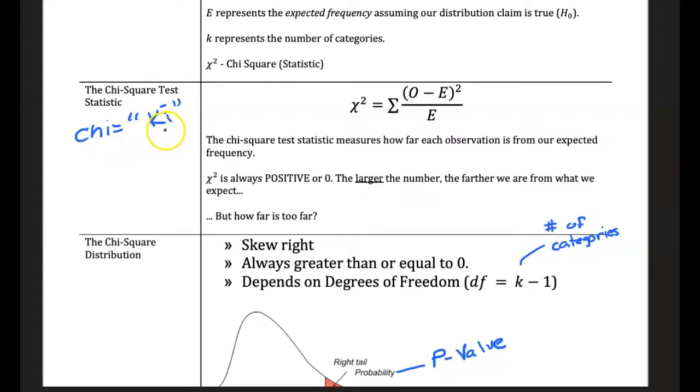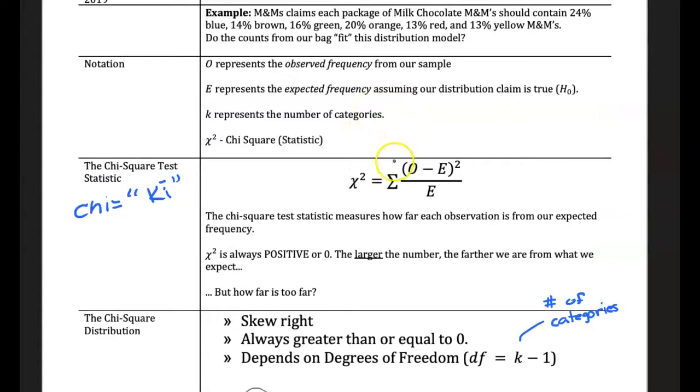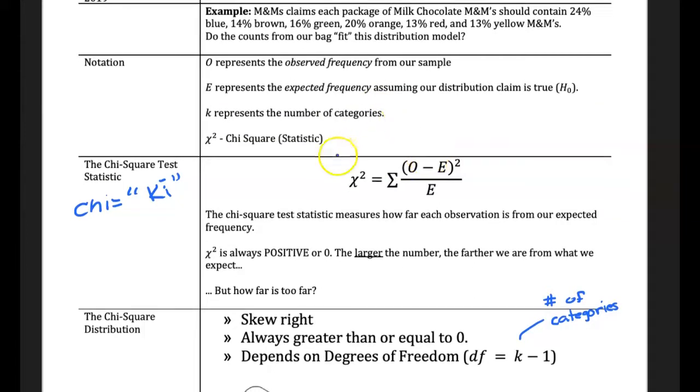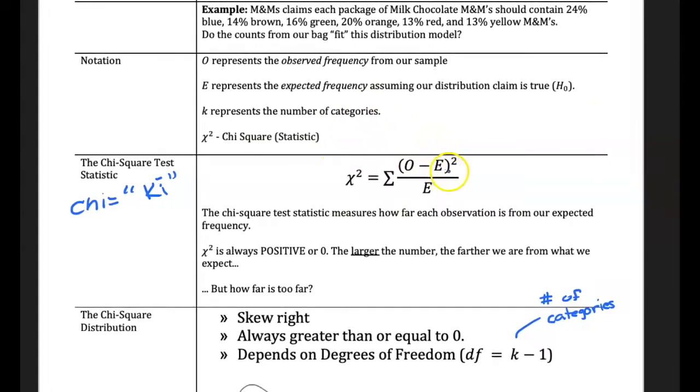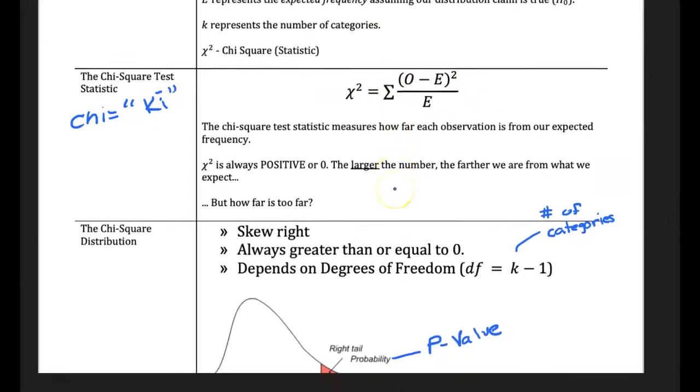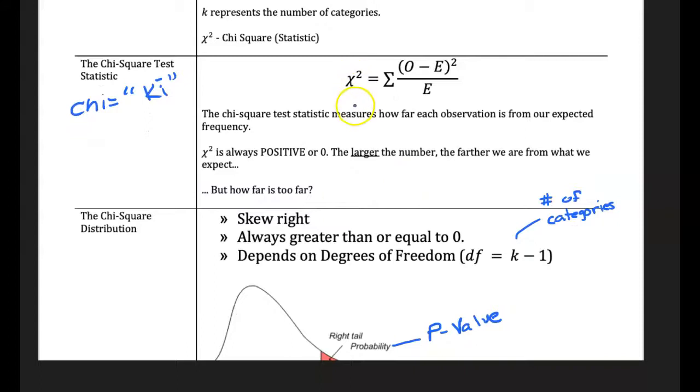I wrote how you would say it: chi. It's not chai, but chi. And we calculate a test statistic depending upon our observed values and our expected values. You put them together and sum them all up, and that gives you what's called the chi-squared statistic.